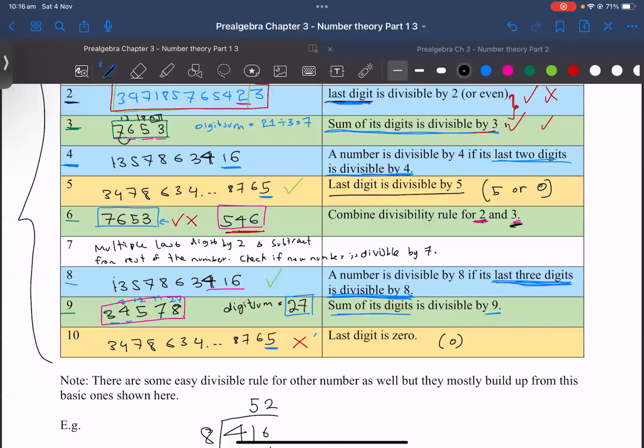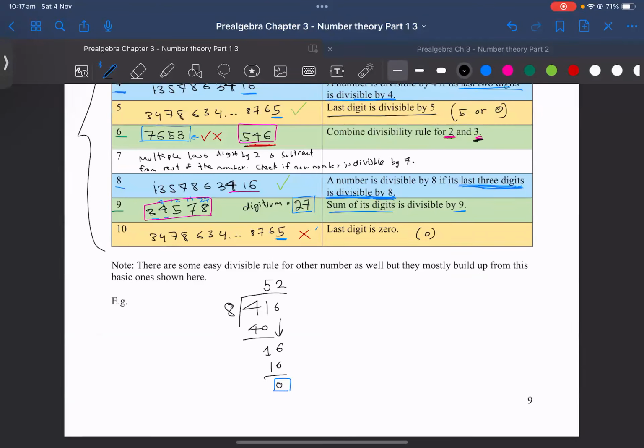Does that make sense? So that's why it's tricky. You multiply the last digit by 2 and subtract from the rest of the number, and you check if the new number is divisible by 7. I'll give you an example. If I do 434, I'm going to check if it's divisible by 7. I double the last digit: 4 times 2 is 8. I subtract that from the rest of the number, which is 43. I do 43 minus 8. That's equal to what?